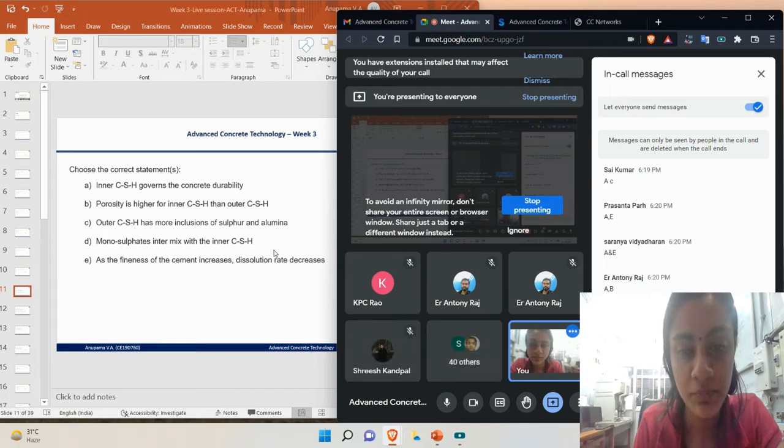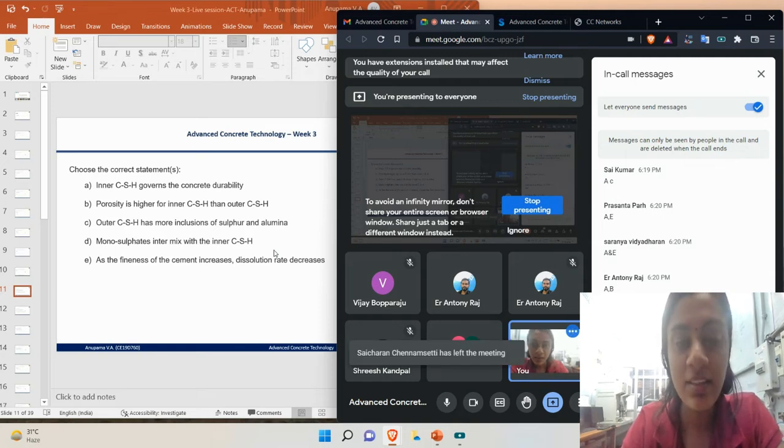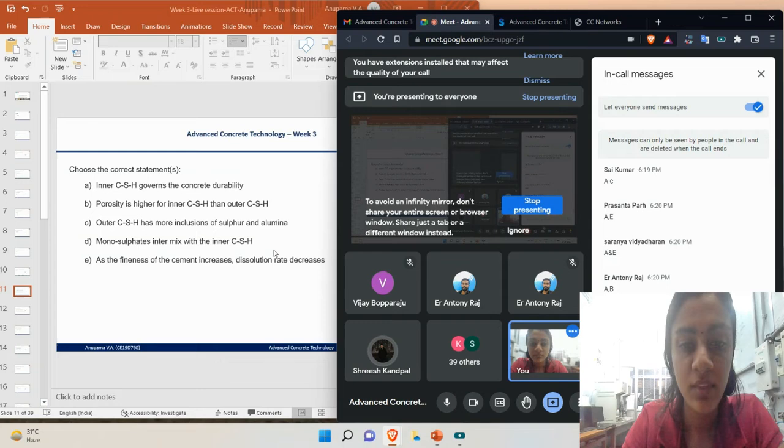What do you say? As he rightly told, as the specific surface area is higher, reactivity is higher. How do we tell reactivity? Reaction happens when the particles dissolve and then reprecipitate, or dissolve and crystallize, or dissolve and form new compounds. So when the particle size keeps decreasing or the surface area increases, dissolution must be more. Am I making sense here? So the last statement says that as the fineness of the cement increases, dissolution rate should increase. So E is wrong.